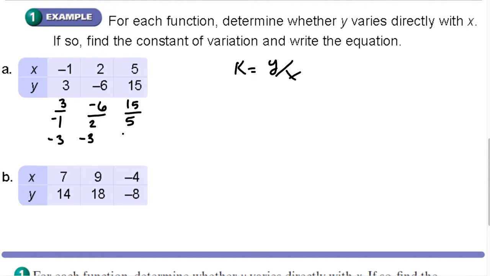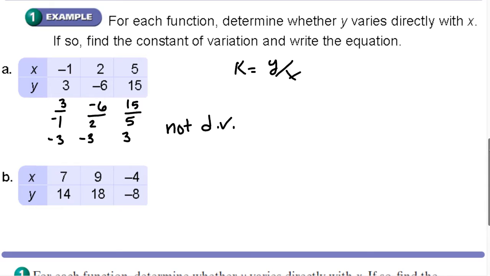This simplifies to 3. In order for this to have the same constant of variation, they would all have to be the same value. These are both negatives, and this one's a positive. So this one is not a direct variation. Your y does not vary directly with your x.